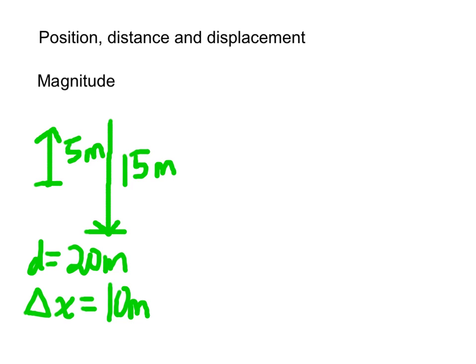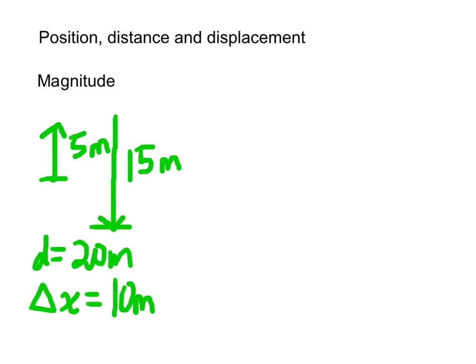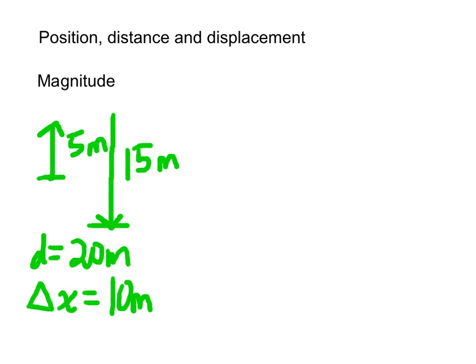Let me reiterate this because I don't want to confuse anybody. Magnitude doesn't mean distance, it means we're just leaving off direction. So if I ask you for the magnitude of displacement on this one, the answer would still be 10 meters, it's just that you don't have to give a direction, okay? That's all the word magnitude means, you don't have to give a direction.